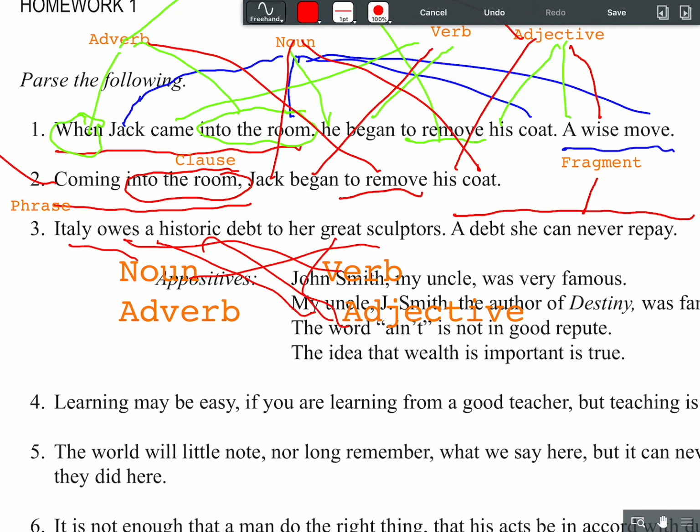Her sculptors, that's an adjective. It's telling us about the sculptors. And then to. To is a conjunction. It's combining things, maybe. So to her great sculptors is a phrase. It doesn't have a verb in it. I'm gonna save and then get a highlighter. And then make it green.